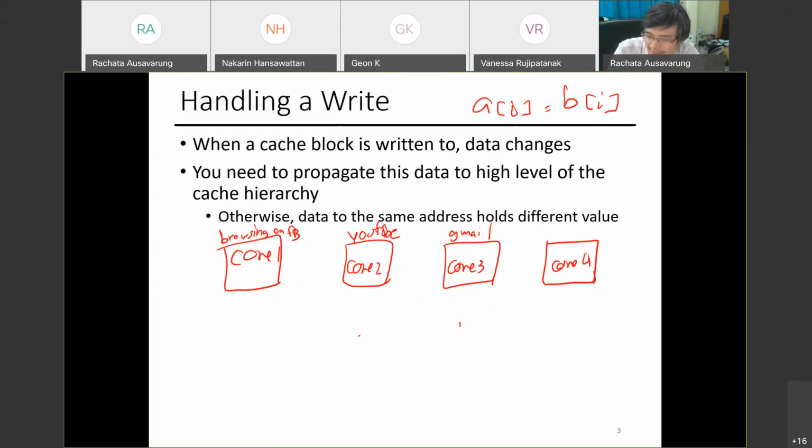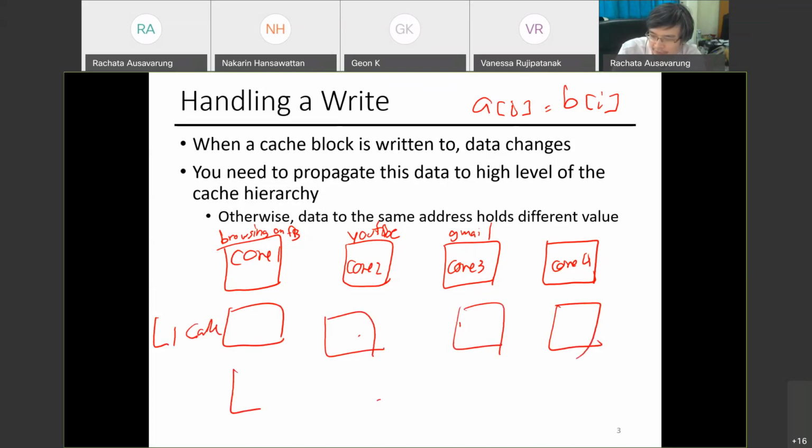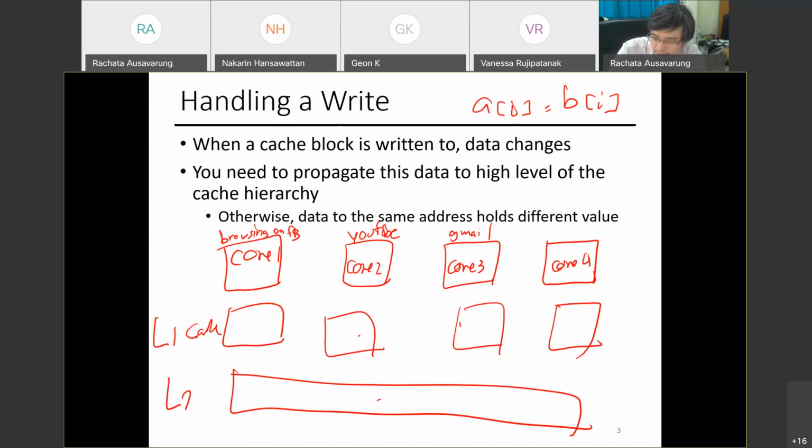So let's say I have cache, right? L1 cache, let's just put it here. And then I have the shared L2, right? And this data, cache block, is actually shared across core 1 and core 2. It's the same address.